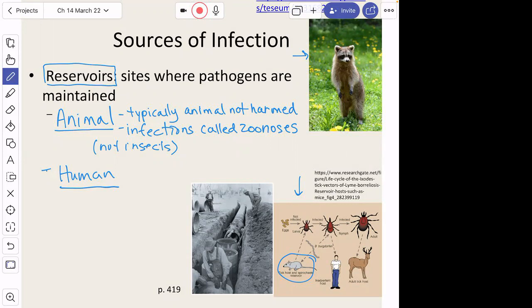And you should get one as an adult every 10 years or so. Another example of humans being a reservoir, and this is a picture from your book, is some workers laying new water pipes for a town. This was back in the 1930s. They had an outbreak of typhoid fever in that town. Typhoid fever is caused by a bacterium, Salmonella typhi. Sometimes when people get sick with typhoid fever and they recover, their gallbladder stays infected with that bacterium. And they shed it when they urinate, even though they're not sick.